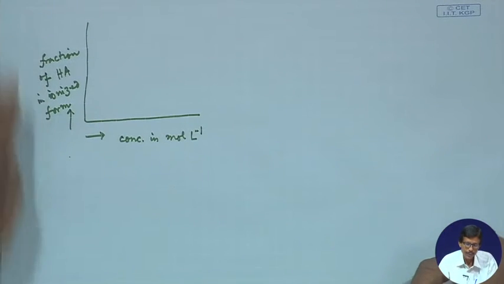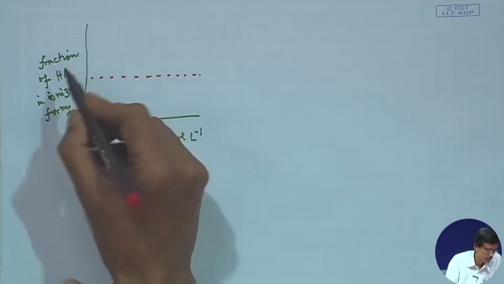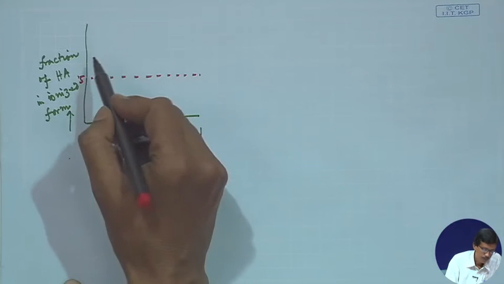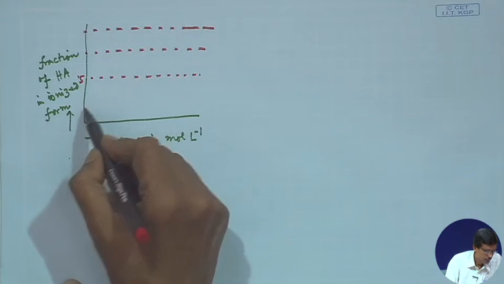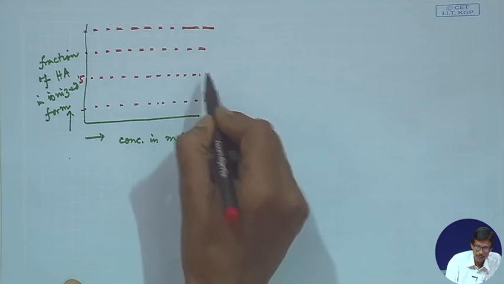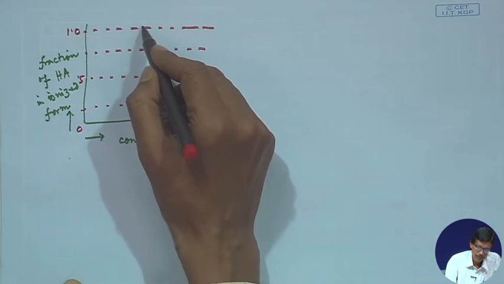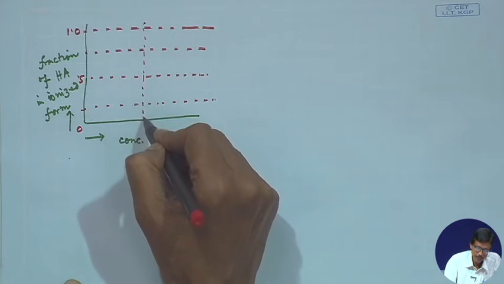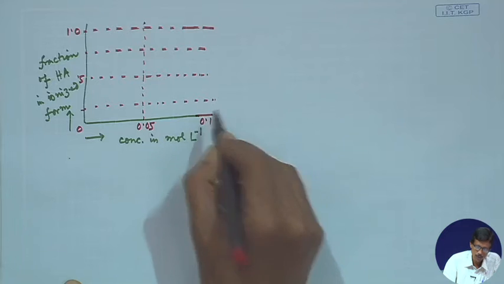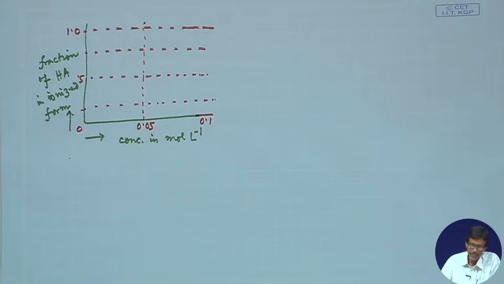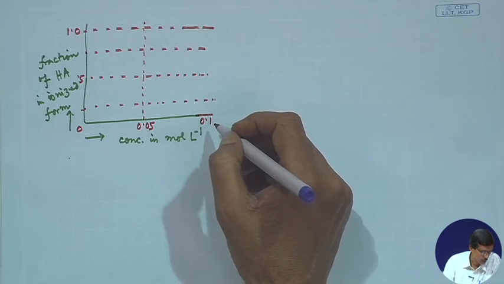So, for this reaction, this axis is 0.5, then 0.75, then 1, and this is 0.25, starting at 0. This vertical line is at the midpoint, giving 0.05 molar concentration and 0.1 molar, because in most cases we are handling a decimolar solution, that means the final concentration is 0.1 molar.